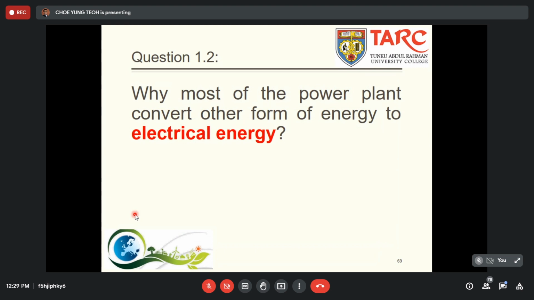Maybe this question. Why do most power plants convert other forms of energy to electrical energy? I think we don't need to take a break. We just continue until the end, then we can dismiss. Why do most power plants convert other forms of energy to electrical energy?